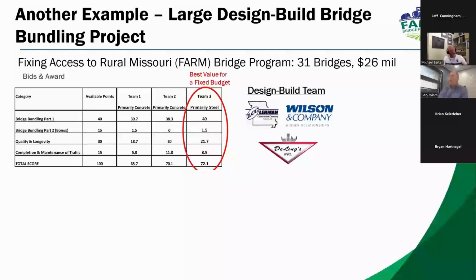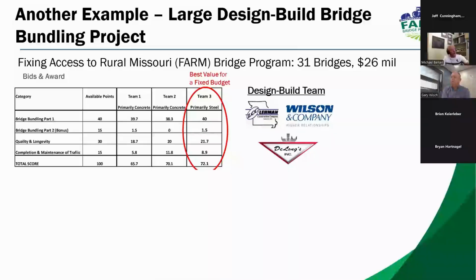And it goes out to a design build team, and we can see 3 teams bid on this one. Now, Missouri does it a little different than some others. They don't say, give me a price for doing this. They say, this is how much money we have. Tell us what you can do, and we're gonna pick the best value for that fixed budget. And they look, of course, at square footage and number of bridges and things like that. But they also look at quality and longevity, some of the more qualitative things of bridges. And they look at how it is constructed and how it affects public travel and things like that.